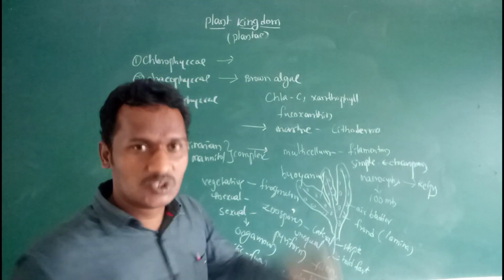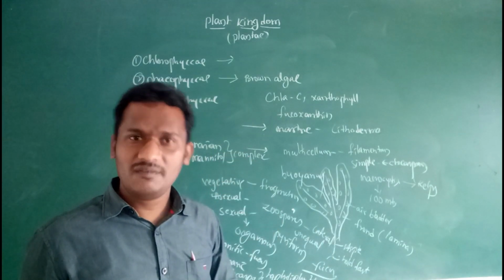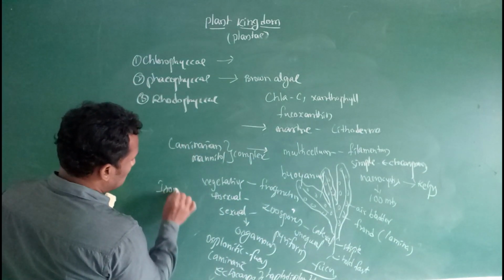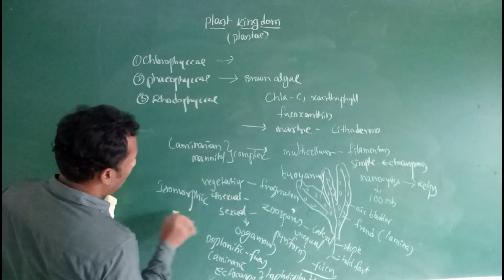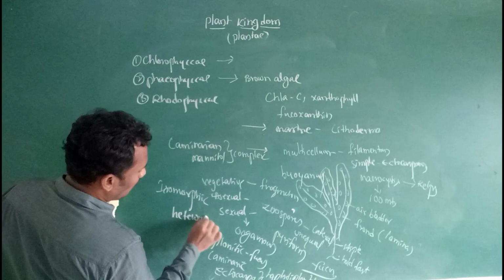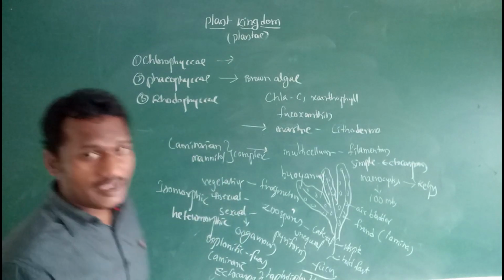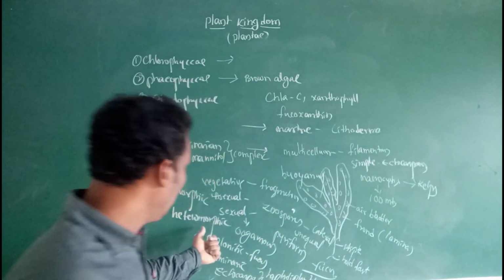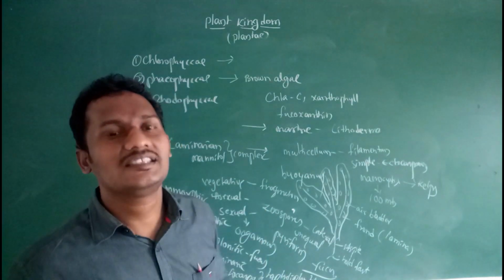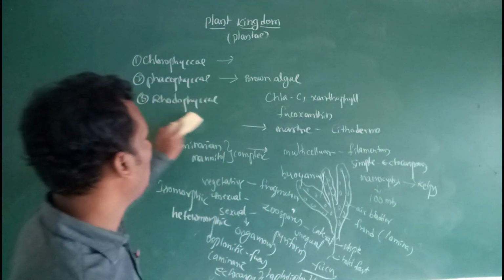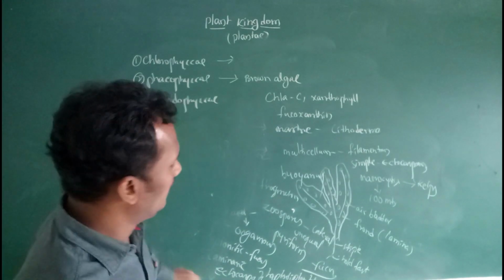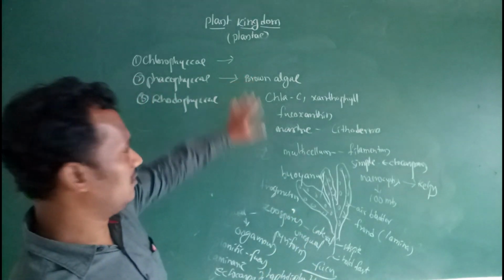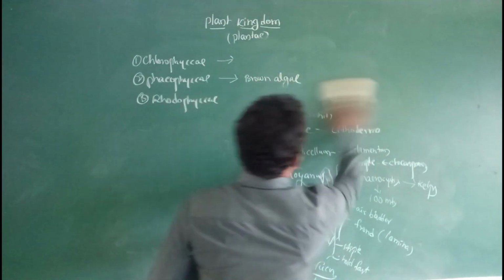Phaeophyceae members show isomorphic or heteromorphic alternation of generations. In isomorphic alternation of generations, morphologically similar structures are present. In heteromorphic, they are morphologically dissimilar. Examples of these Phaeophyceae members: Laminaria, Sargassum, Ectocarpus, Dictyota, Fucus, etc. Then coming to Rhodophyceae members.